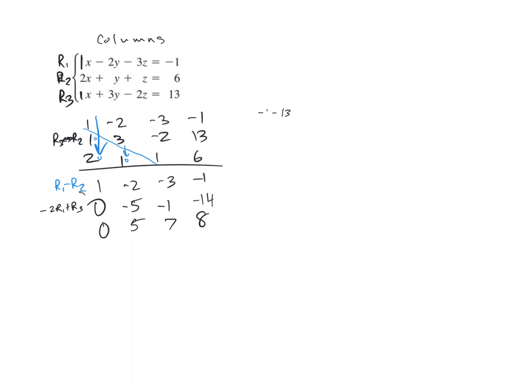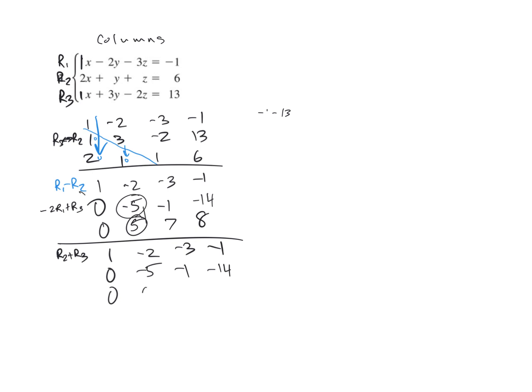All right, now we've got to get this to be a 0 and this to be a 1. So it's easy to get that as 0. Let's go ahead and do row 2 plus row 3. Row 1 is the same, and row 2 so far is the same. And row 2 plus row 3, we get 0 plus 0 is 0. -5 plus 5 is 0. -1 plus 7 is 6. -14 plus 8 is -6.